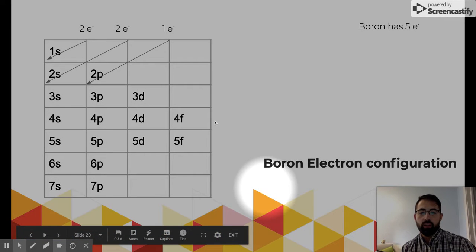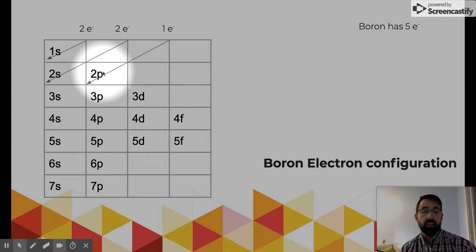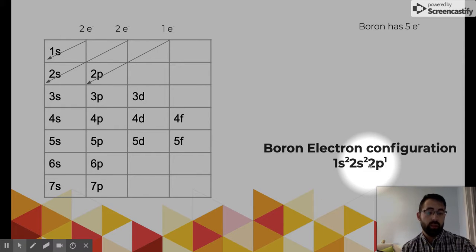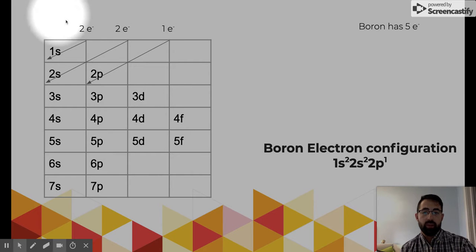And for the next one, we draw the diagonal down, and it starts at 2p. 2p can fit 6 electrons, but boron only has 5 electrons. So boron has 1 electron in the 2p sublevel. So we write this all out. Boron's electron configuration is 1s2, 2s2, 2p1, because we have 2 electrons in 1s, 2 electrons in 2s, and 1 electron in 2p.